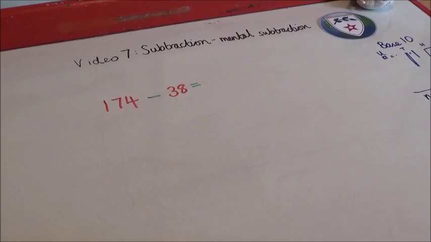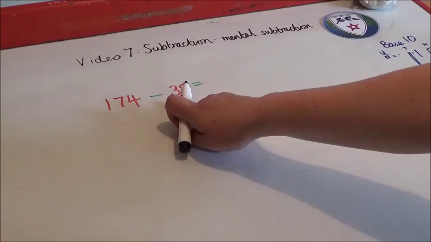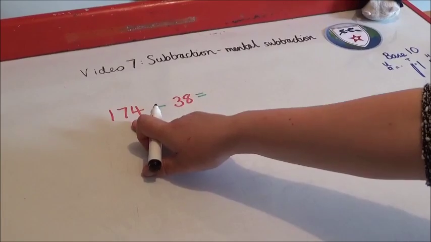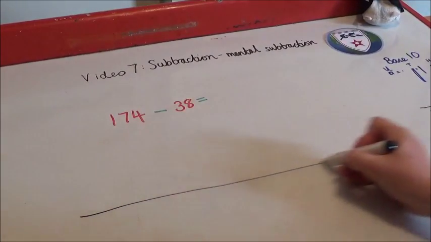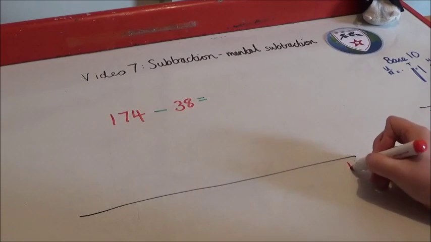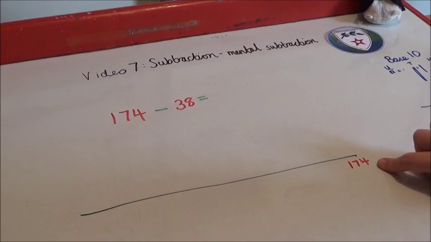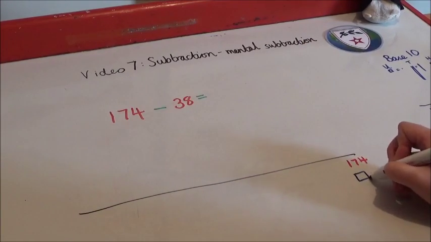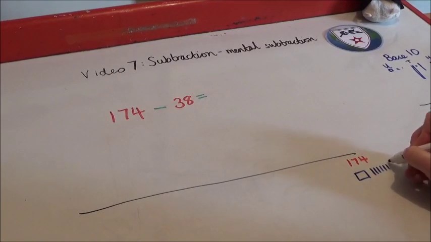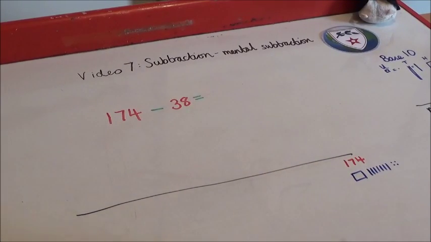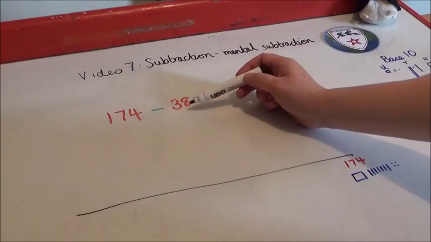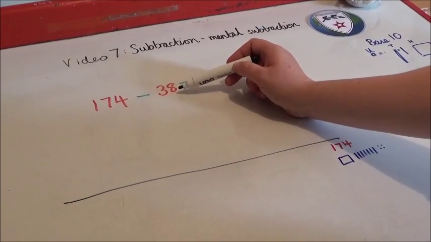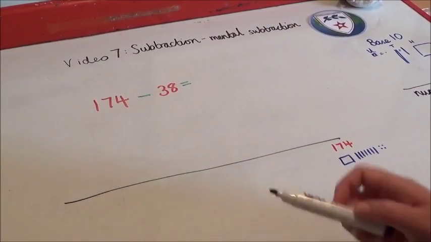Let's look at a bigger number now. So I've got 174 take away 38. This is my initial number, and I'm going to reduce it by 38. So I'm going to draw myself a number line. I'm going to put 174 here at the largest point of my number line. If I was to draw out my base 10, I've got 100, 1, 2, 3, 4, 5, 6, 7 tens and 4 units. And what I could do is take off the 3 tens, sorry, and then take off 8 units. But I want to use my fluency understanding.